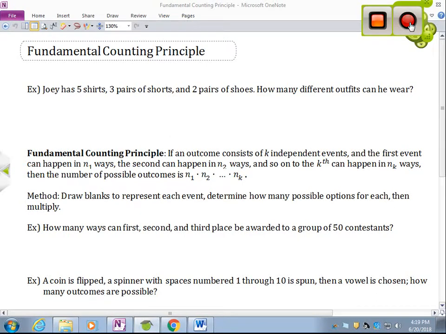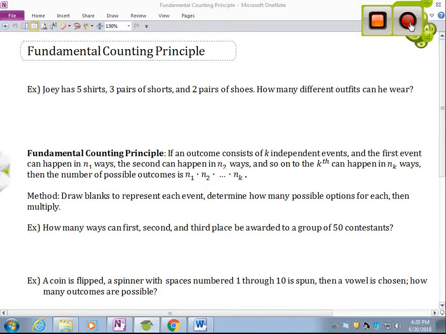In this lesson, we're talking about the fundamental counting principle. In the last lesson, we talked about a couple of different ways to figure out how many different outcomes for a particular set of events there are. We looked at making a table, making a tree diagram, but here we want to look at another option that gives us a way to easily count things that have a lot more outcomes.